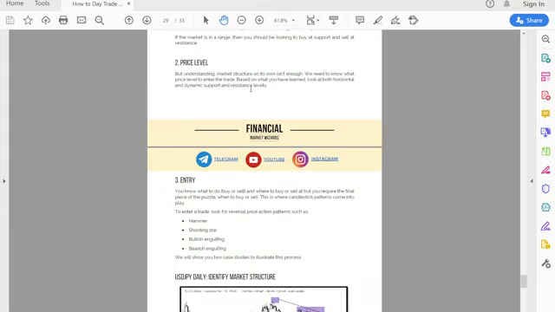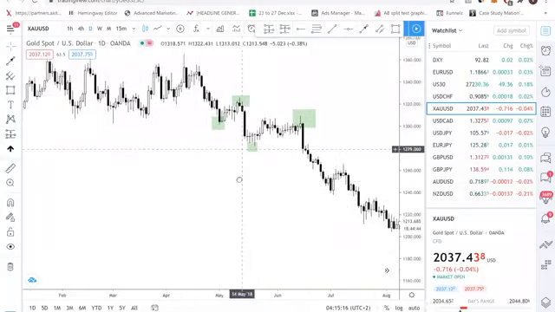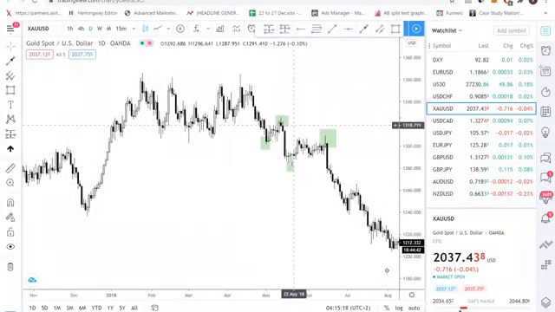So step number 2 involves looking at the price level. Now we need to ask ourselves, what is a good attractive price level for us to buy or to sell? So let me go back to the chart and start plotting the levels. Let's say we are using this. It's really simple.